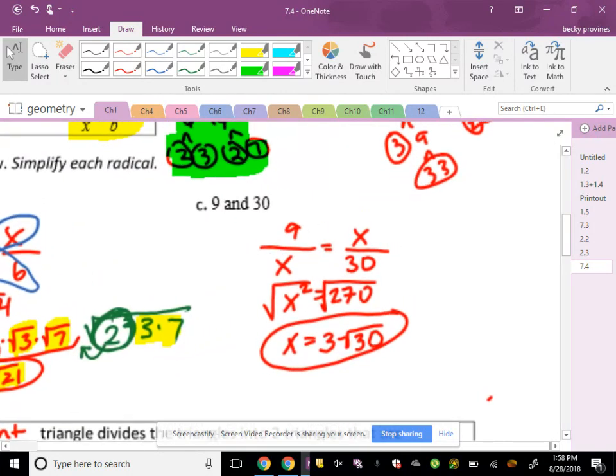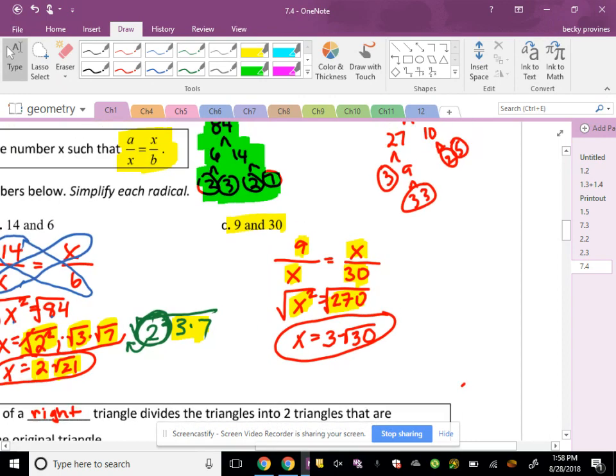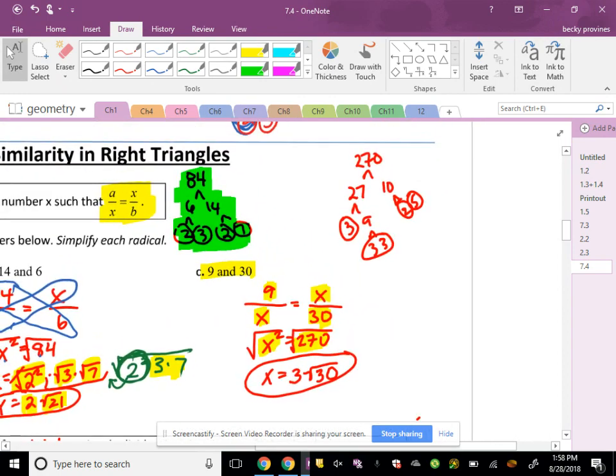So for C, we have the numbers 9 and 30. So 9 and 30 go in opposite corners. X and X go in opposite corners. So 9 times 30 is 270. X times X is X squared. So we need to do a factor tree.